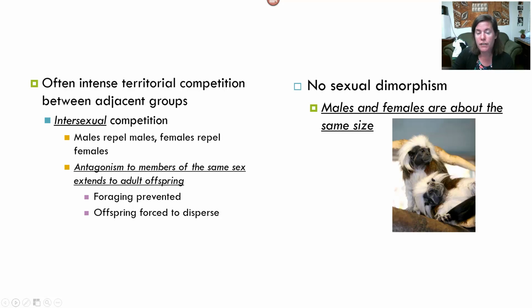The fourth characteristic of all monogamous primates is that they do not exhibit sexual dimorphism. Sexual dimorphism is differences in body size between males and females. In monogamous primates, males and females are traditionally the same size.